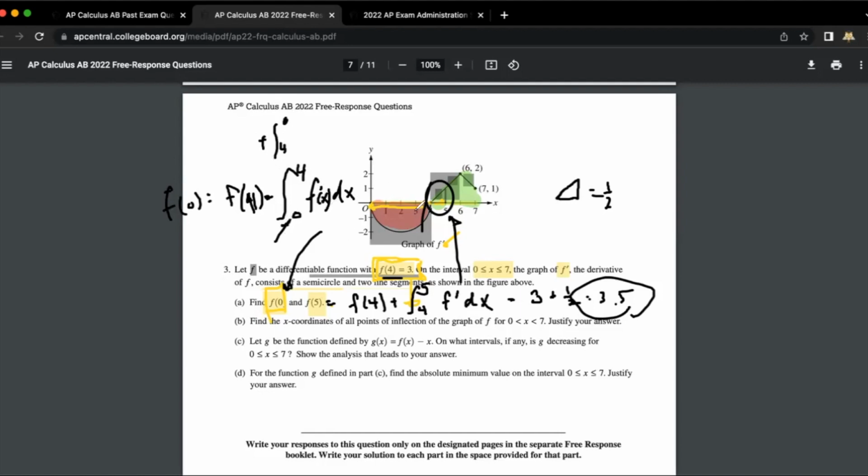As a result, what we have here is a semicircle, which is half of pi r squared. This r here is a 2, so we're going to make that r squared a 4. 4 divided by 2, that's equal to 2 pi. So we're going to say the answer for this is f of 0 equals 3 minus 2 pi.